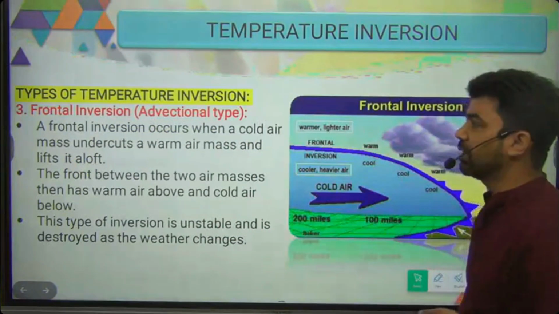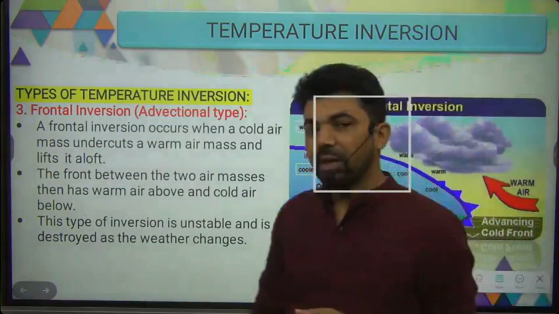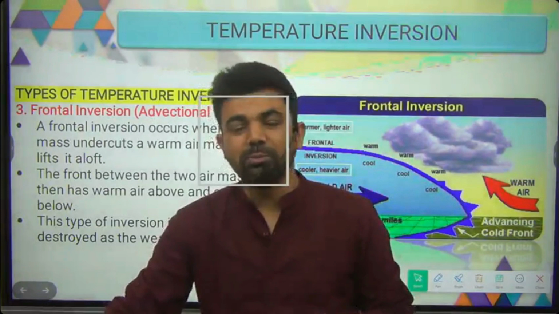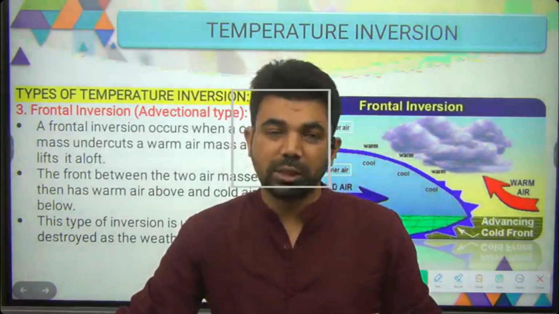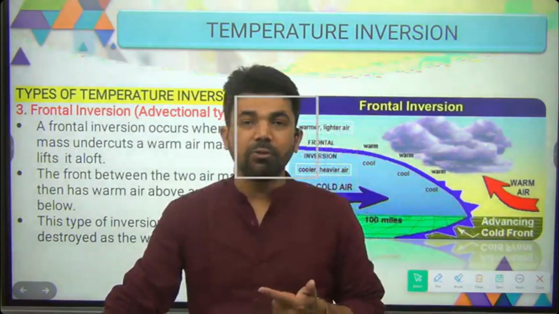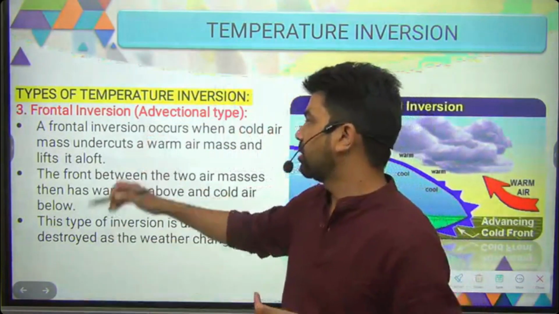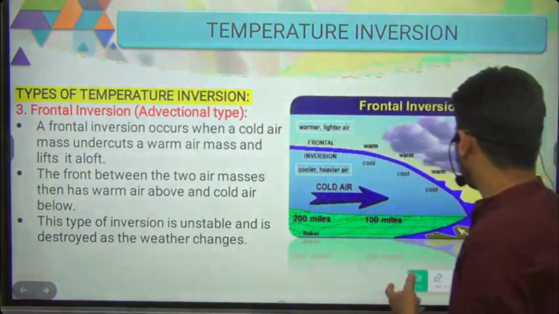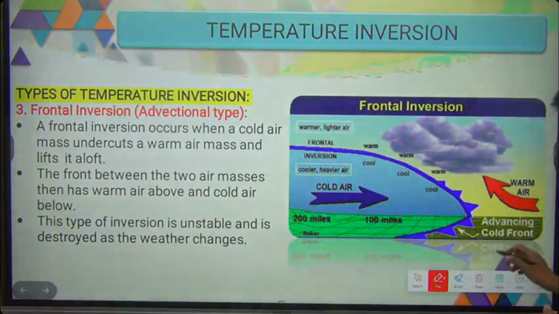And the third is the frontal inversion. So till now we have read and understood two types of inversions. One was the ground inversion, the second was the valley inversion, and the third one will be the frontal inversion, which is of an adversarial type. Look at it with the diagram and try to understand.